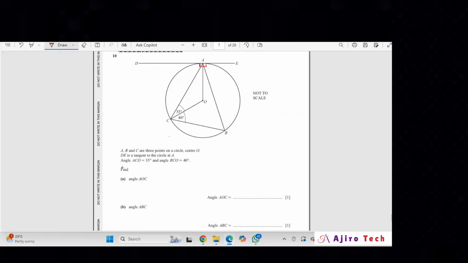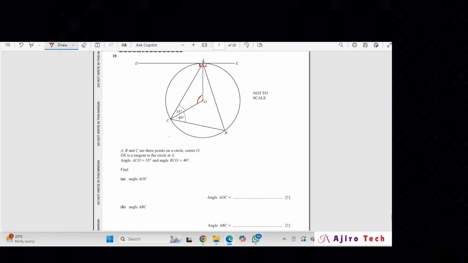Now, angle ACO. Where is A? ACO. This is angle 35. That one is given. Angle BCO. Where is B? BCO. It's also 40. It's also given. So what you have to find is angle AOC. This is AOC here.